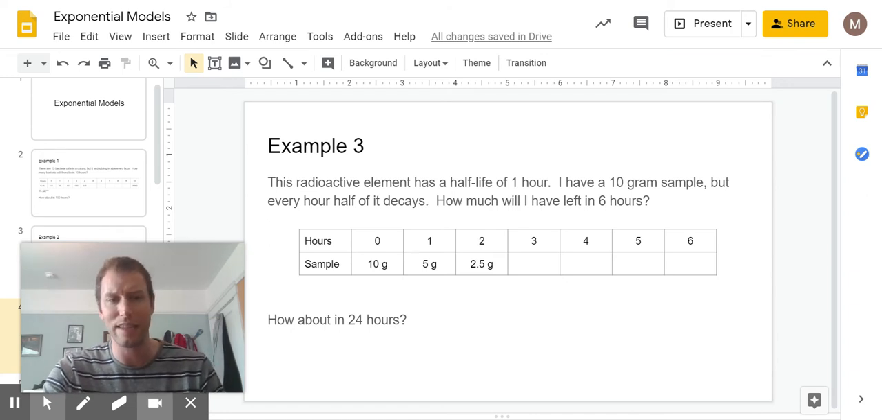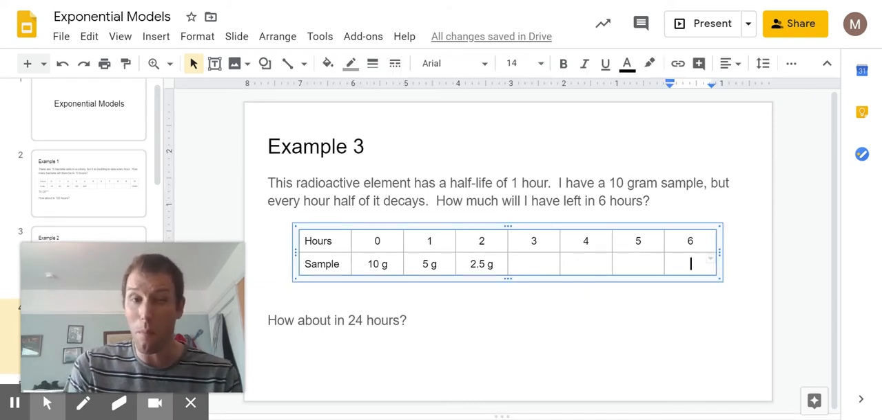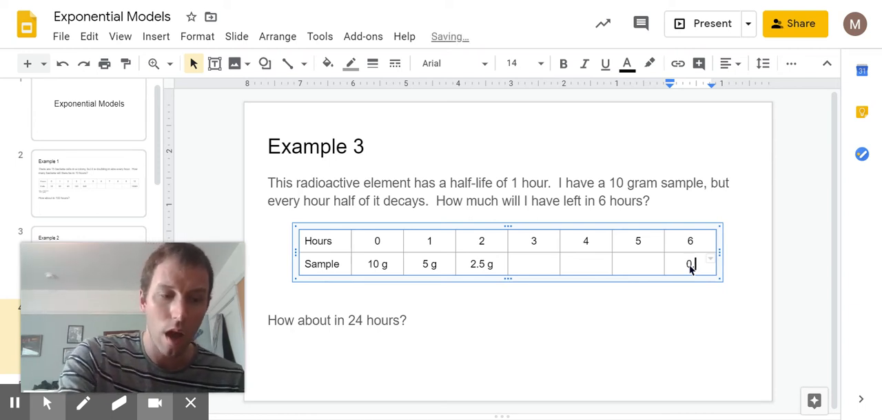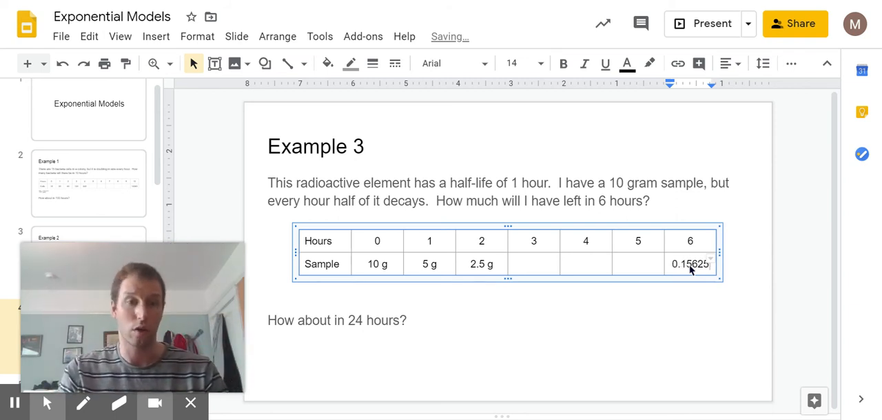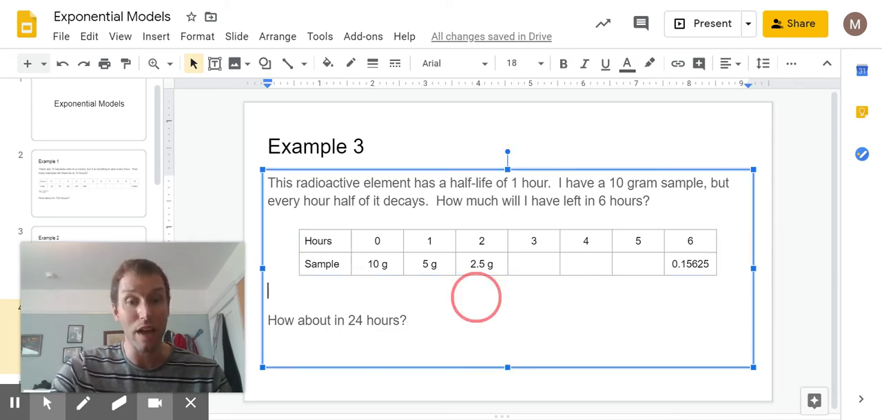1.25, 0.625. Let's fill in the rest of that table. Take a second to fill that in. By 6 hours, I should have about, check your calculator, pause it if you need a second, resume when you're ready. I got 0.15625 grams. About 1/10 of a gram, or about 1%, 1.5% of what I had to begin with. Not a lot.